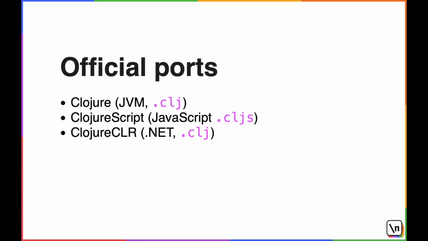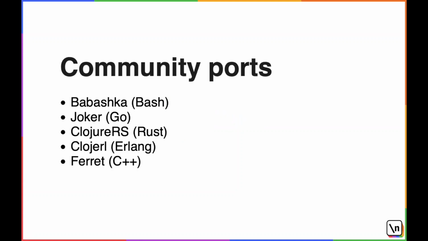As of now, there are 3 official ports for Clojure. Clojure without a suffix that targets the JVM, ClojureScript that targets JavaScript, and Clojure CLR that targets the Common Language Runtime. Apart from the official ports, there are many community ports that can target other runtimes. But the community ports are not always feature complete.